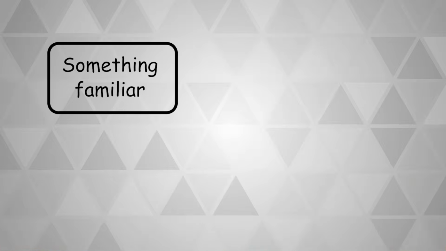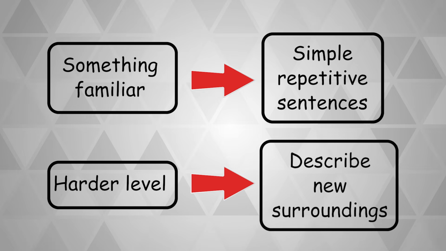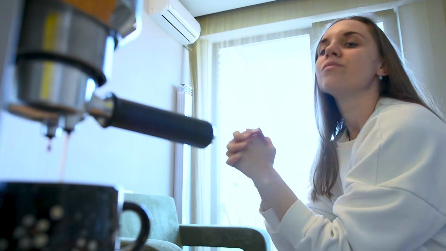So, something familiar: simple repetitive sentences. Harder level: describe new surroundings. At first, you can use a translator or ChatGPT, but later, these phrases will become familiar to you as well. That's how we expand our vocabulary. Let me show you 2 examples. And the first one is at home.